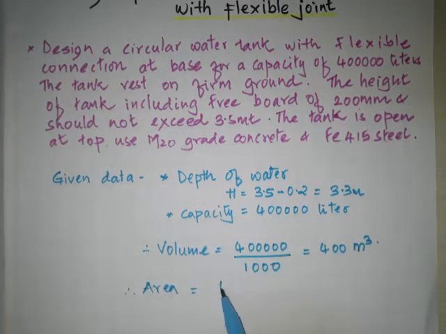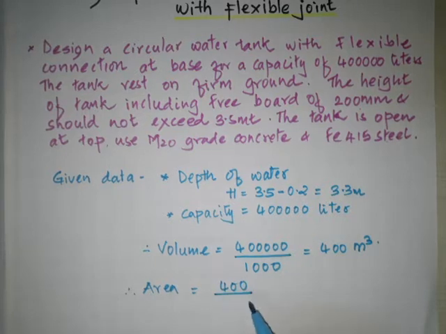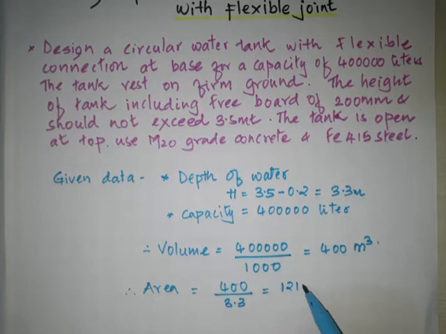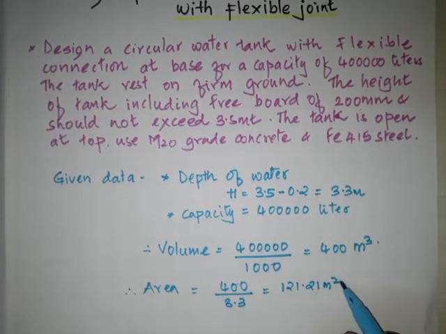400 divided by 3.3, the height of water here. We get 121.21 meter square. So the height of water is 3.3 and the remaining area is 121.21 meter square.